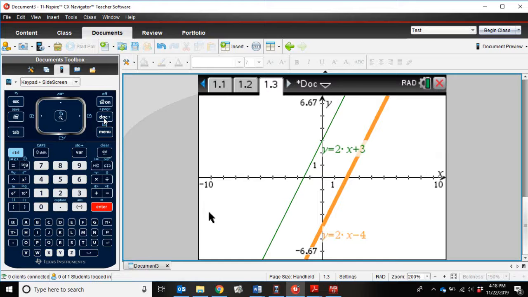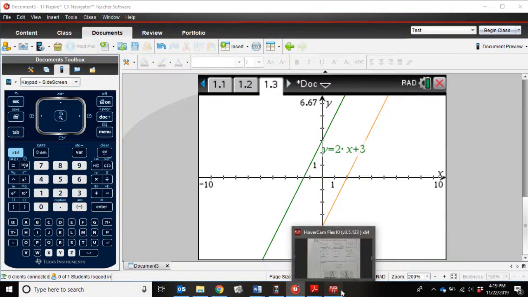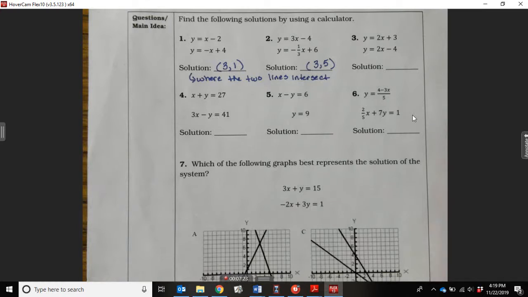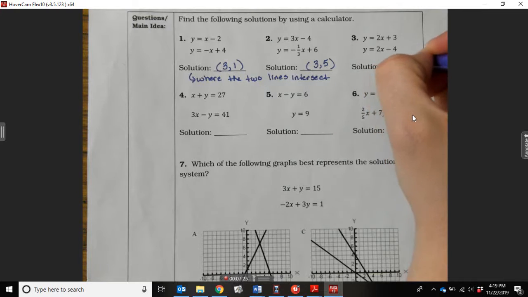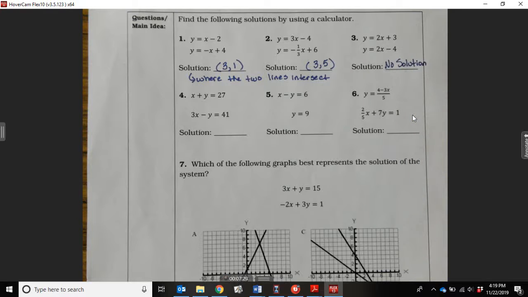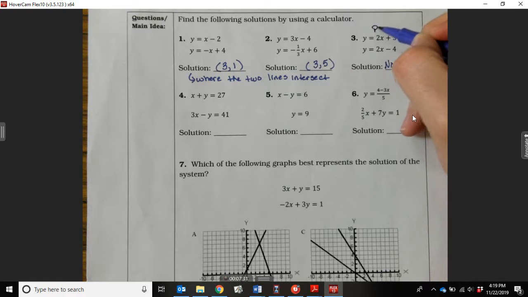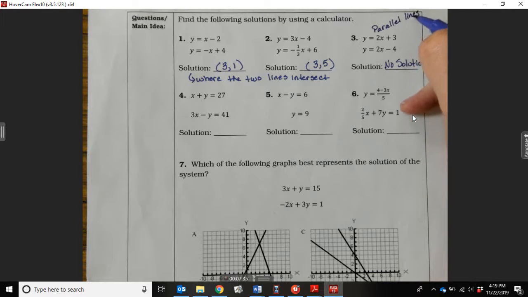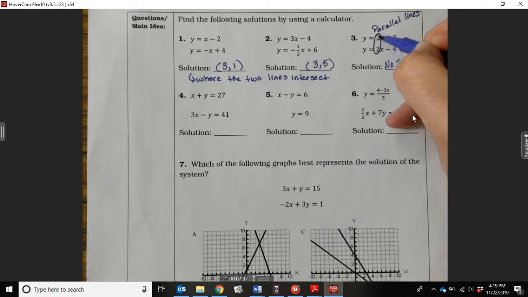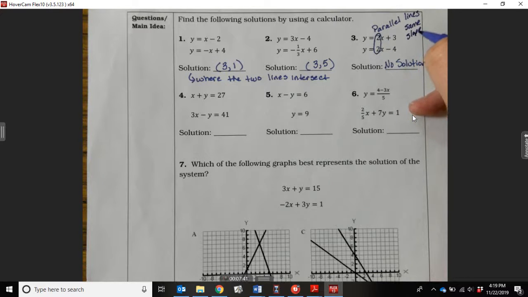And what you probably should have noticed before we even graphed them is that they have the same slope. So these two lines are parallel. And since they're parallel, they never intersect. So the solution is that there is no solution. Why is there no solution? Because they are parallel lines. They have the same slope. Okay?